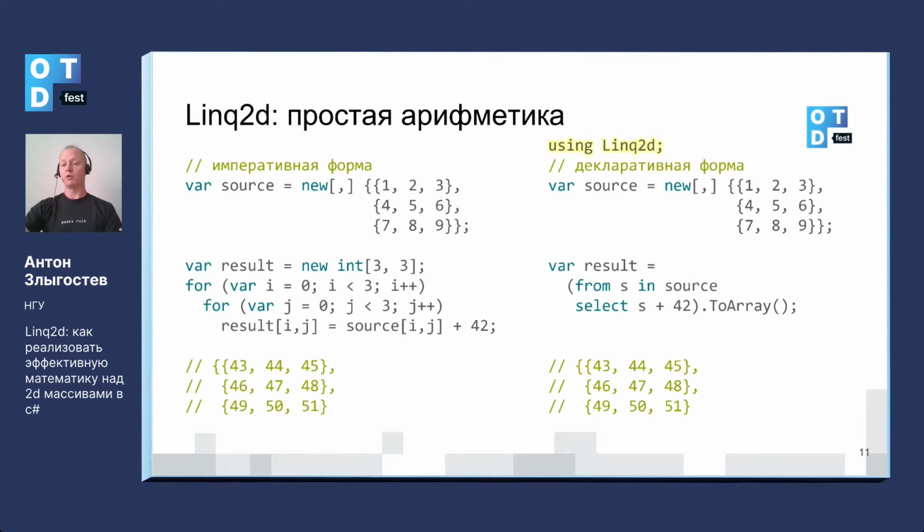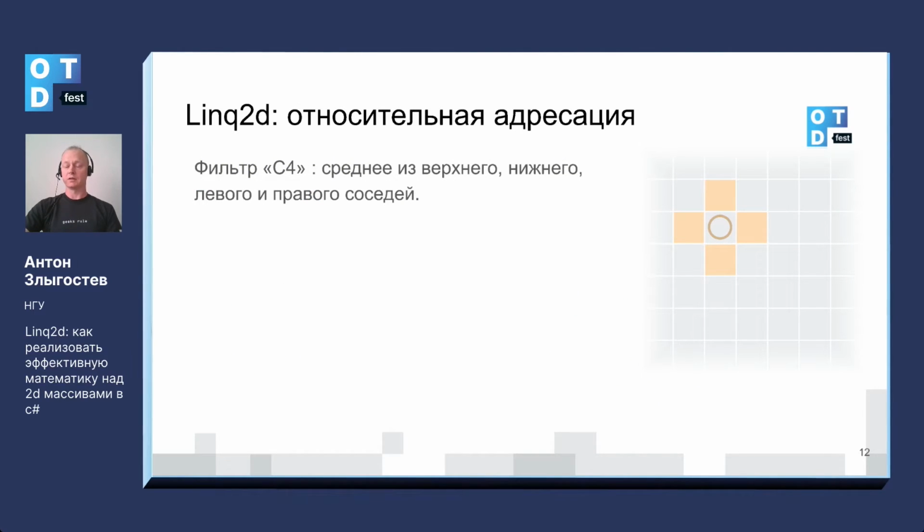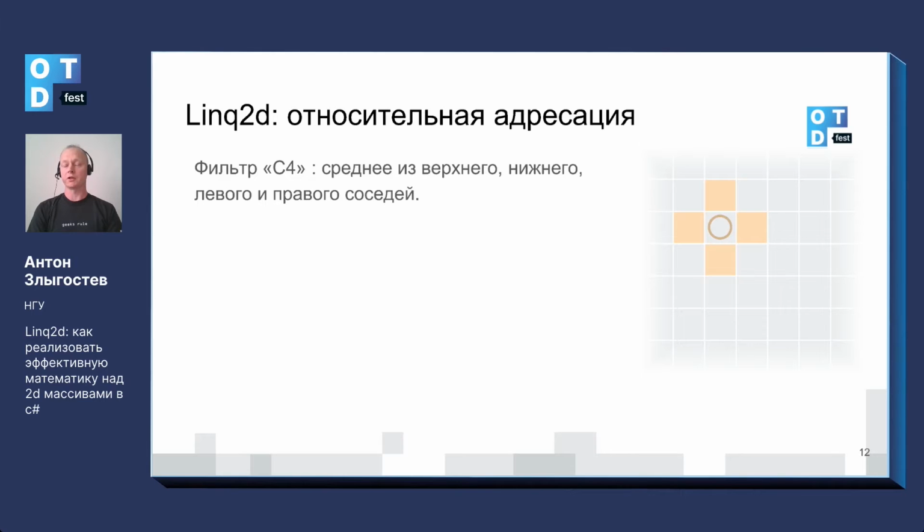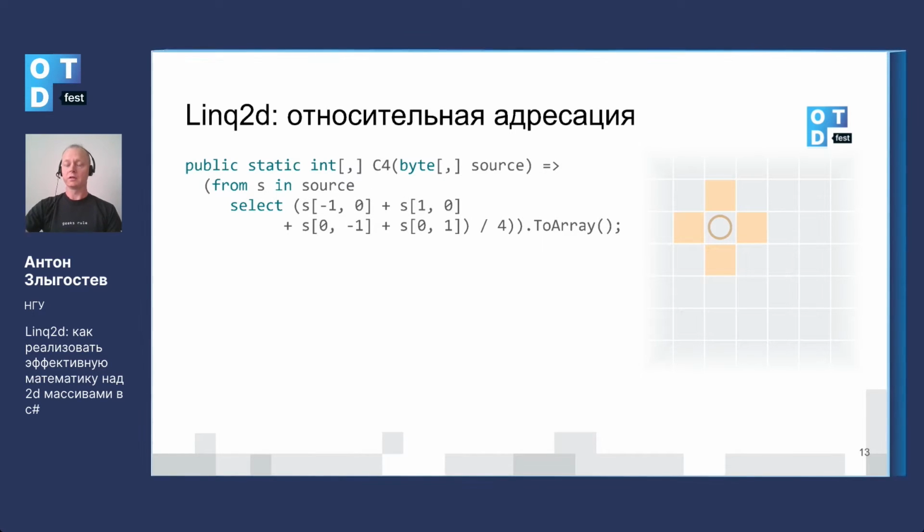So it's the same array as we got using the imperative form. Now we can calculate the elements. Not very funny. Usually, when you do the real-time stuff, you want to work with a number of elements, like with C4 filter, which is average of everything that is higher, lower, to the left and to the right in the array. Then Linq2d starts to behave differently from the traditional Linq.